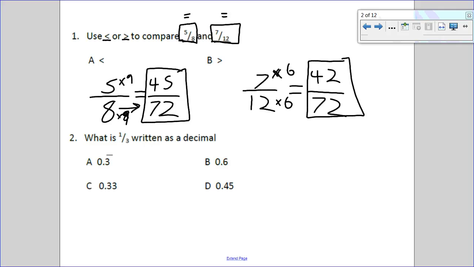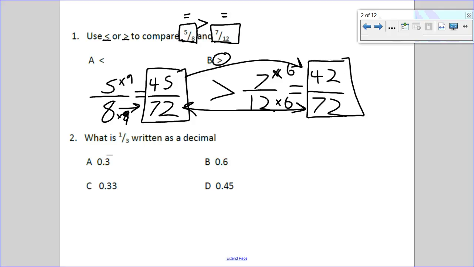So 45 parts of something that's been divided up into 72 parts. So it's one thing, it's been divided up into 72 parts. Well, 45 of those is more than 42 of those. That's what getting the same number on the bottom allows us to do, is compare them. So we know 5/8 is bigger. So when you're using these symbols, it opens to the larger quantity. Okay? So 5/8 is bigger. So we pick that one.